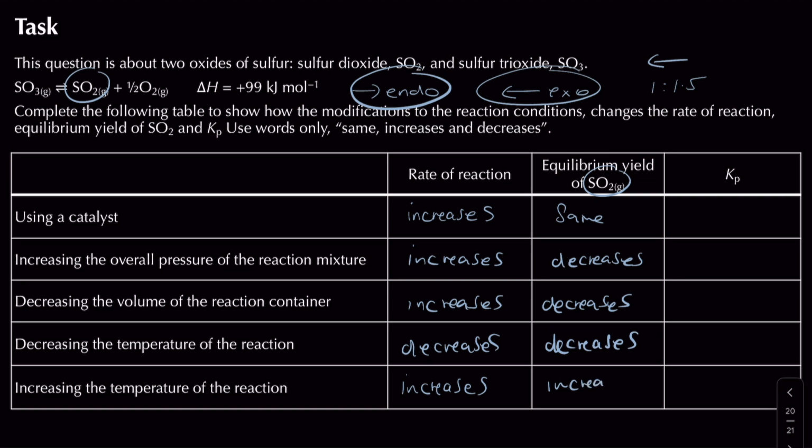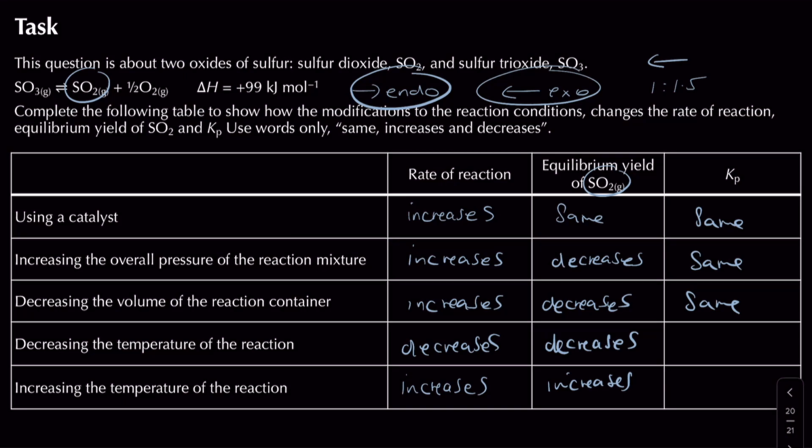What about Kp? Well, Kp is unaffected by using a catalyst and by changes in concentration and by changes in pressure as well. The only thing that affects the value of Kp and Kc is temperature. If I decrease the temperature, the equilibrium is shifting towards the left hand side, and Kp, we know, is going to decrease because that bottom term is getting larger.